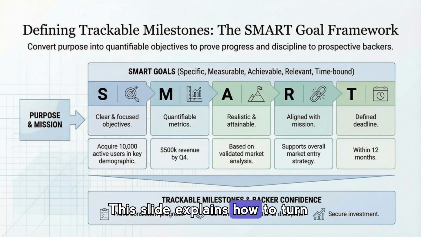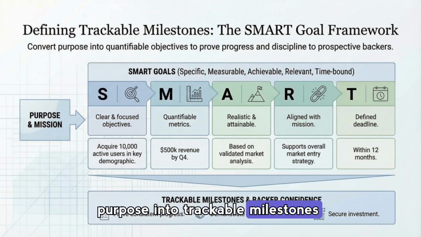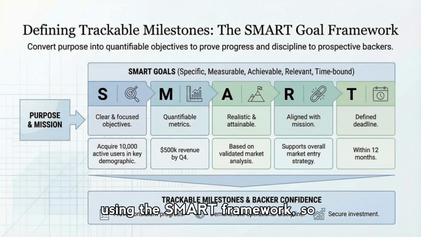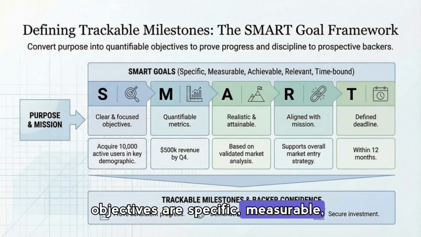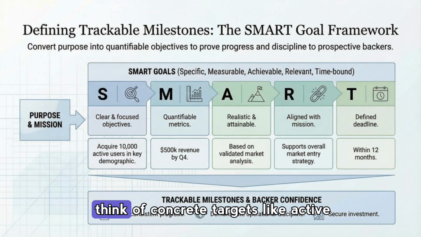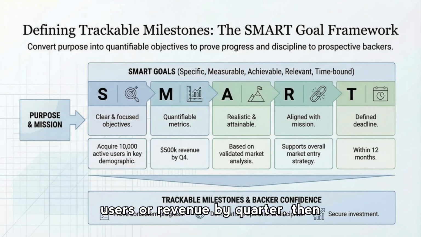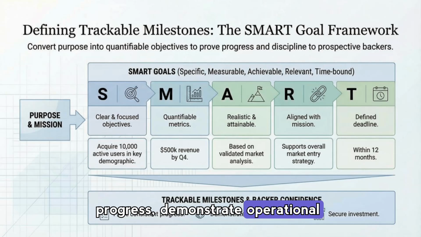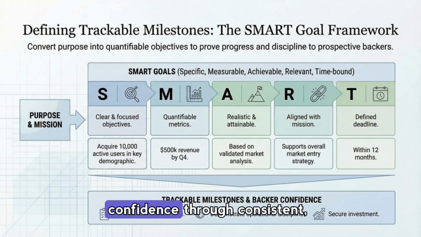This slide explains how to turn purpose into trackable milestones using the SMART framework, so objectives are specific, measurable, achievable, relevant, and time-bound. Think of concrete targets like active users or revenue by quarter. Then use those milestones to prove progress, demonstrate operational discipline, and build confidence through consistent, verifiable results.